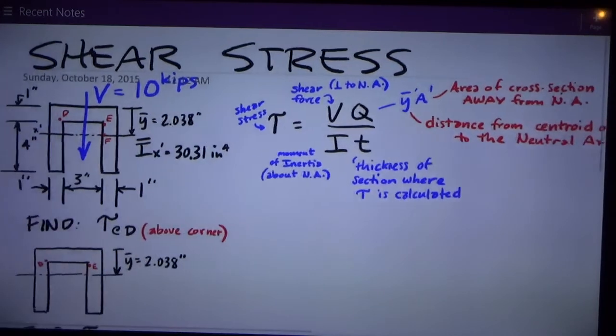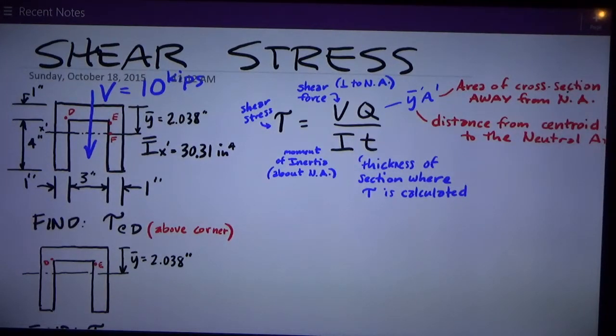The basic formula is shear stress tau, which is, remember, a stress is a force divided by an area, this basic formula VQ over IT. Okay, in that formula we have four variables. V is the shear force, and that is parallel to the cut surface and it's perpendicular to the neutral axis of bending. For us, the neutral axis is this x prime centroidal horizontal axis. Let's get to Q in here in a second.